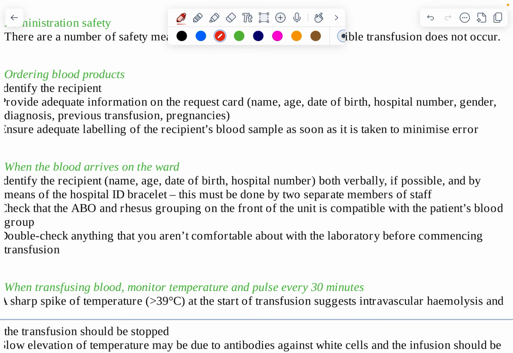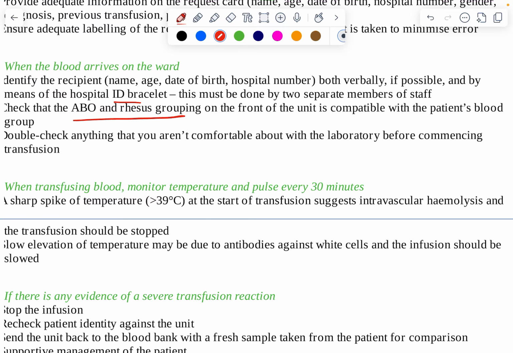When blood arrives in the ward, what to do? So you have to order with the name of the blood. You have to identify the patient, check the ABO and Rh grouping, and double check that you are comfortable with this.